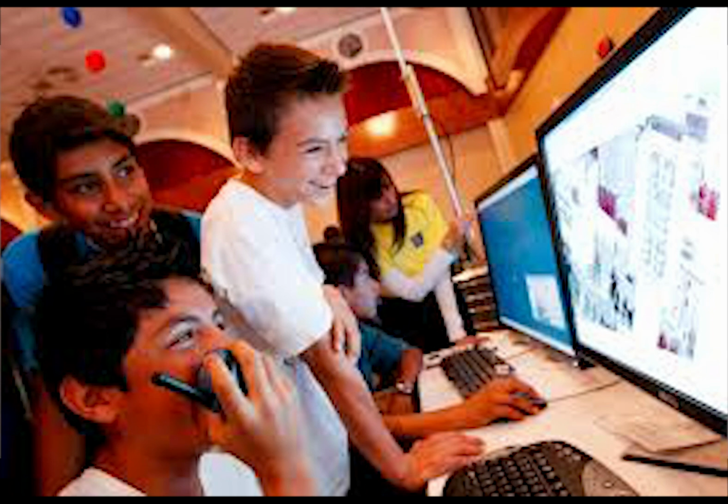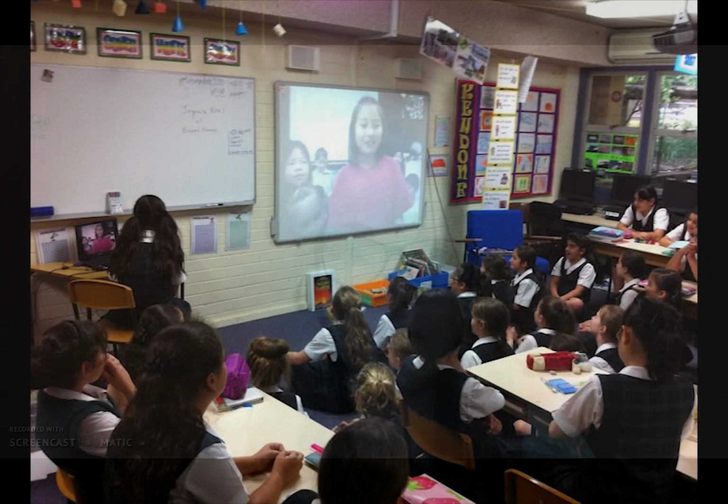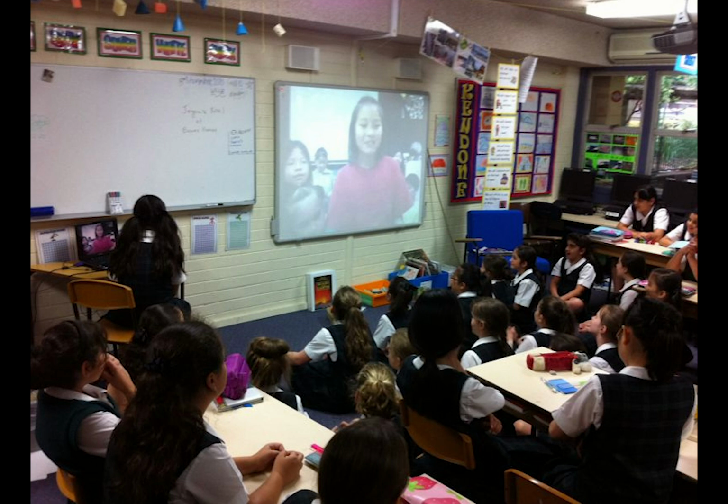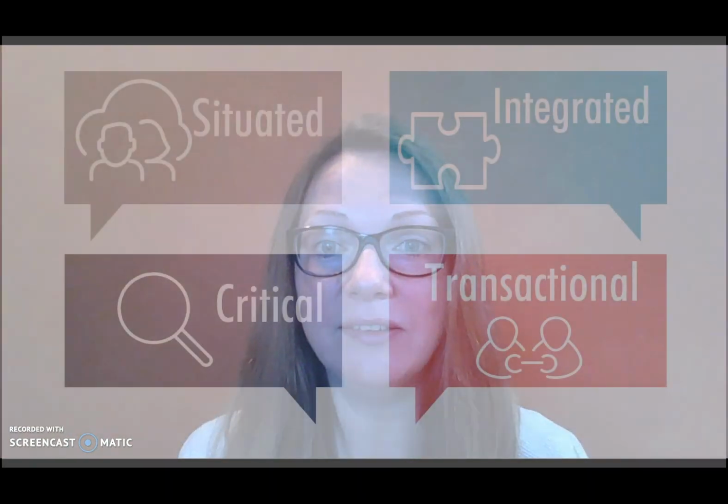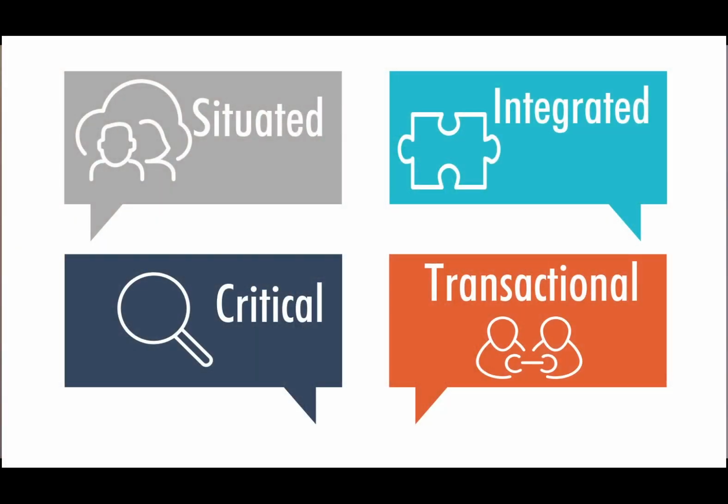And we are using an inquiry process where the students from different cultures are constructing knowledge together in a way that is mutually beneficial to both parties. So it is not charity. It is not, we will collect money and send it to this country. It is that we will learn from you and you will learn from us, and we will have open dialogue amongst each other. So again, teaching for global competence is situated, integrated, critical, and transactional.